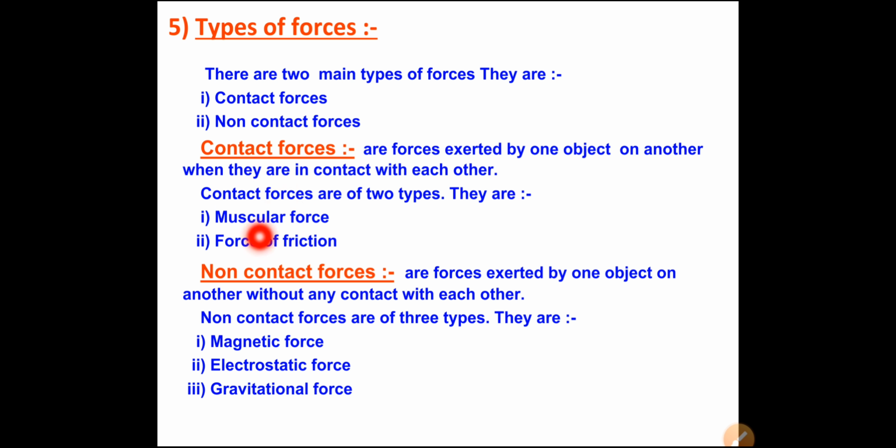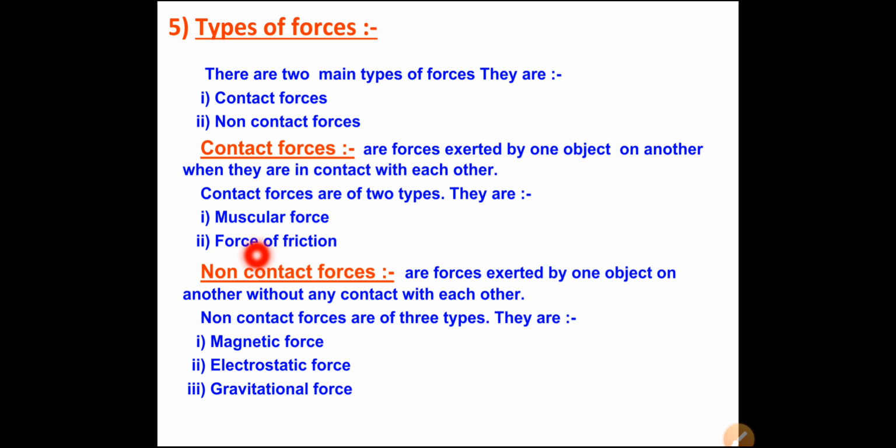If you take the example of a horse or a bullock pulling a cart, then there is a contact between these two objects. So this is an example of contact force, specifically muscular force, where the force of a human being or animal is used. That is called muscular force. Now force of friction. This is also a type of contact force.